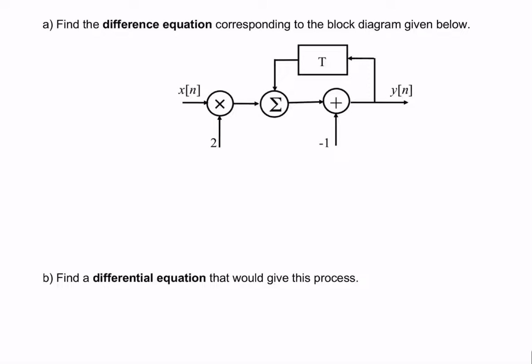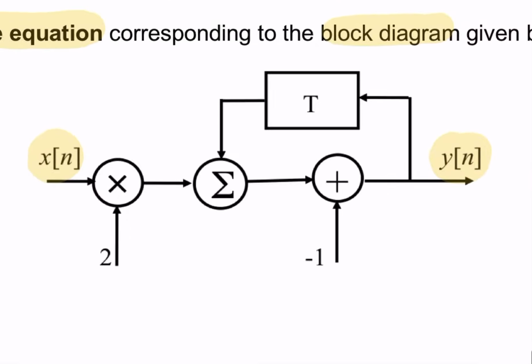Here we're given a block diagram and we're asked for a difference equation. And a difference equation is simply an expression of y of n in terms of x of n. So all we need to do is look at this diagram branch by branch and see what's going in and out of each of these blocks.